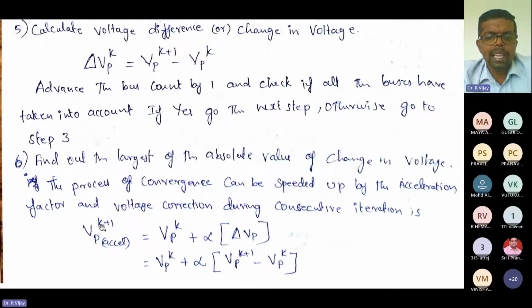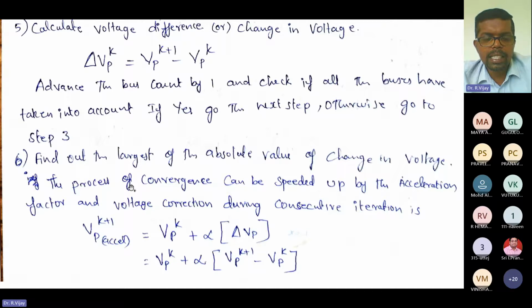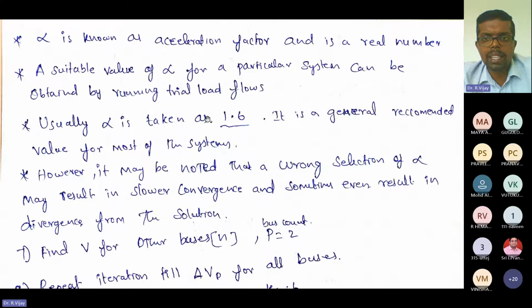So VP accelerated value is equal to VPK, that is the old voltage value. In some books, it is mentioned as VP old. So VP new is equal to VP old plus alpha into del VP. What does this alpha mean? It is the acceleration factor. The process of convergence can be sped up by the acceleration factor and the voltage correction during consecutive iterations. We are taking the acceleration factor as 1.6. So the acceleration factor alpha is known, and it is a real number.